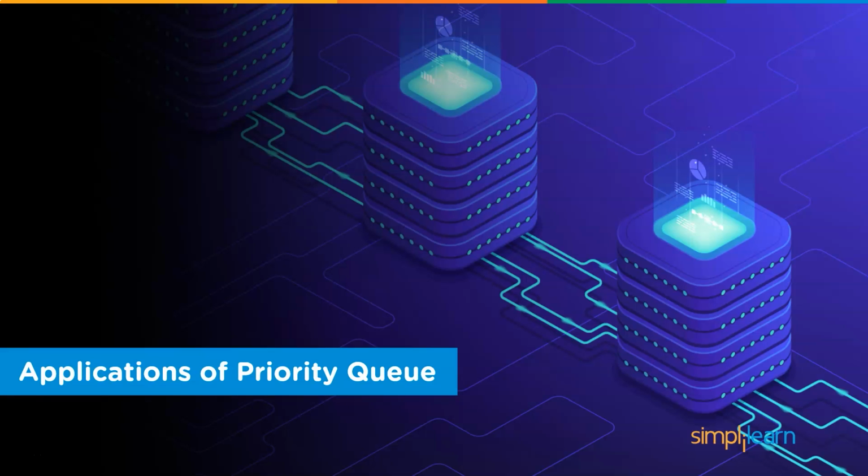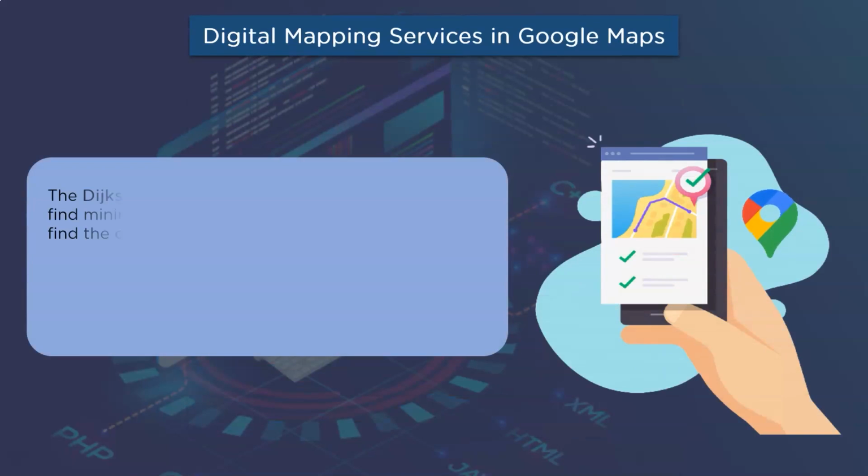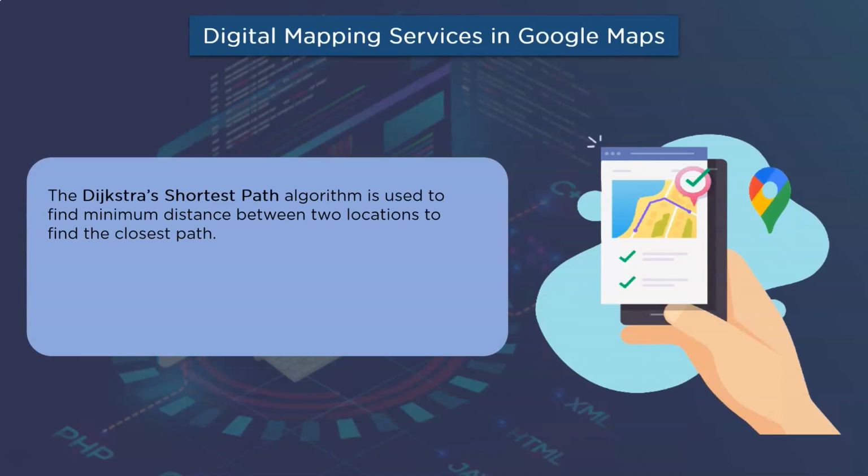Now we will discuss applications of priority queue to understand its importance. The first application that we are going to discuss is the use of priority queue in Google Maps. You must have used Google Maps several times to navigate from one city to another or from your location to the nearest desired location. Have you ever wondered how Google Maps managed to do that? How does it provide an optimal path to reach your location?